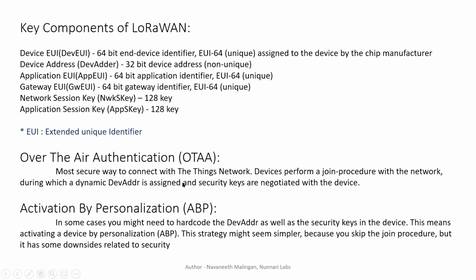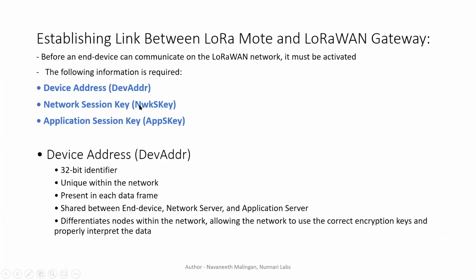Okay, fine. So establishing the link between the LoRa node and gateway. As I said, we have a device address, network session key, and application session key. We will see them one by one. So device address is a 32-bit unique identifier similar to an IP address, unique within the network. It is not unique globally. Let's say there is a single network server. It will be unique within that network server alone.